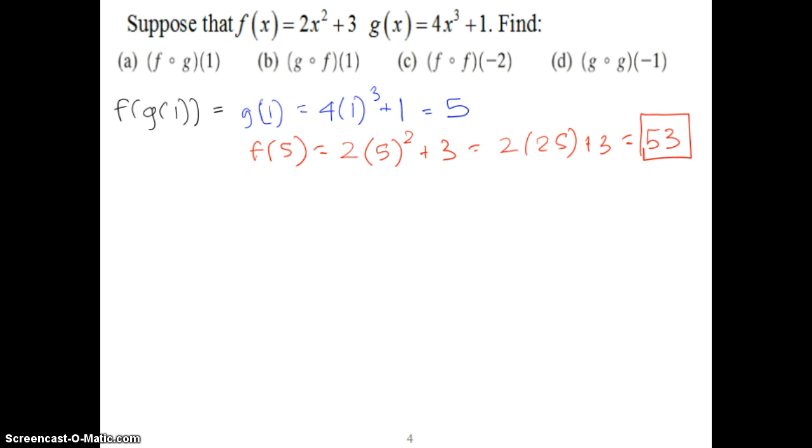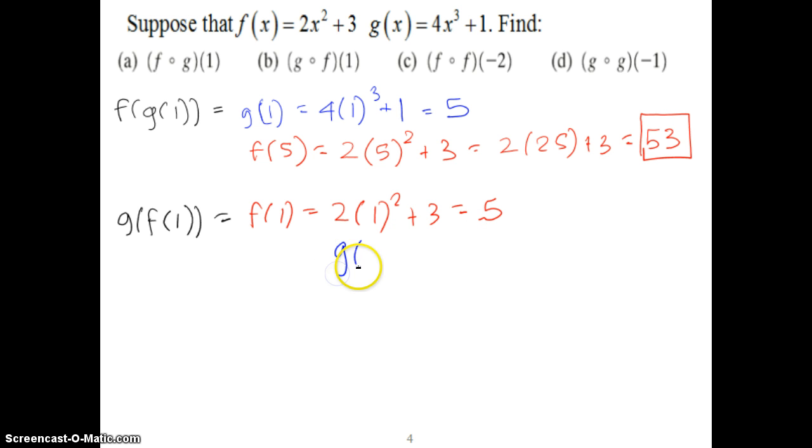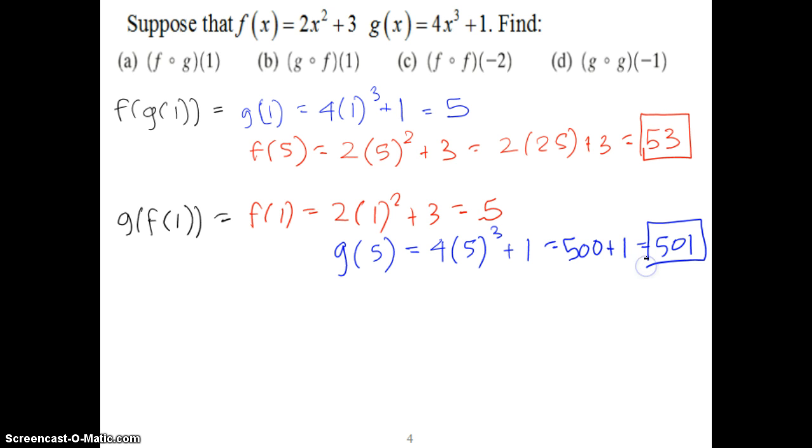So let's try finding g of f of 1. So again, we're going to start with the inside function, f of 1. F of 1 is going to be 2 times 1 squared plus 3. So that's going to be 5. Then we're going to find g of 5. So g of 5 is going to be 4 times 5 cubed plus 1, which is what? 5 cubed is 125. 125 times 4 is 500. So it's going to be 500 plus 1, which is 501. So that's g of f of 1.